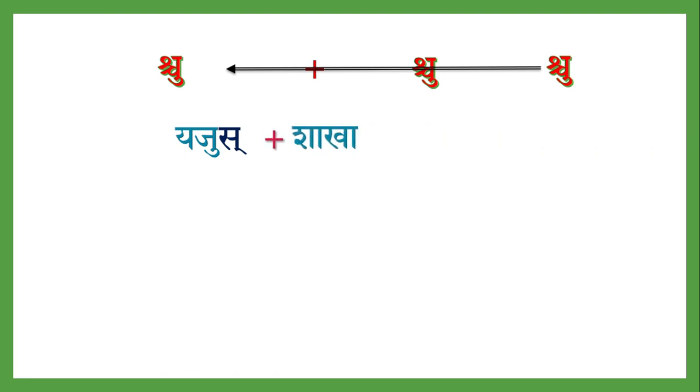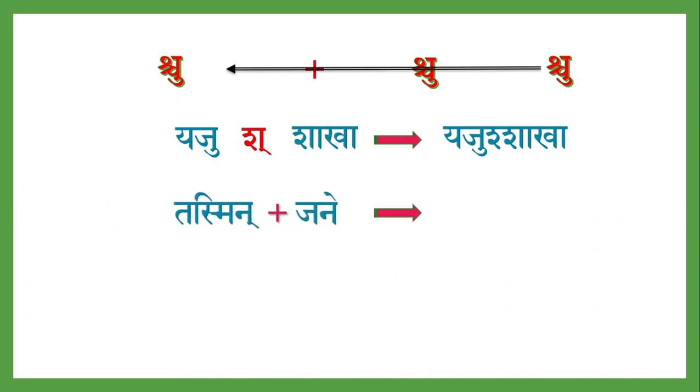Yajus plus shakha. Here, in the place of purva varnaha, we have got the letter sa, which we shall replace with the letter sha. Now, adding these letters, the combined word becomes yajushakha. Now, have a look at the second example. Tasmin plus jane. When we try to combine these words, we must first remove the purva varnaha aksharam, which is na, and insert nya. So the final word combines to become tasmin jane.